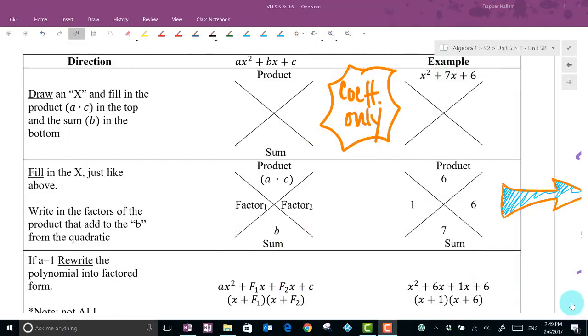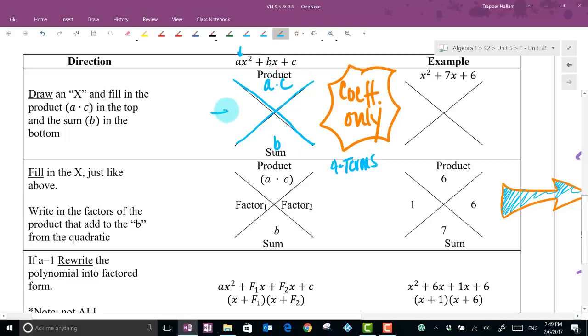Okay, so here's a little technique that'll help us find that product and that sum a little easier for us and get us organized. Additionally, it'll also get us to 4 terms. Let me write that out. All right, so first thing you want to do is make yourself a little x. That's just going to help us stay organized. In the top, we're going to put the product. The product is a times c. And the reason that we want a times c is that eventually a will not be 1 like in all of our examples. And the bottom is going to be the b. So we're going to put those in there to help us organize our thoughts. And then on the sides, we're going to put the factors. You can see that here.